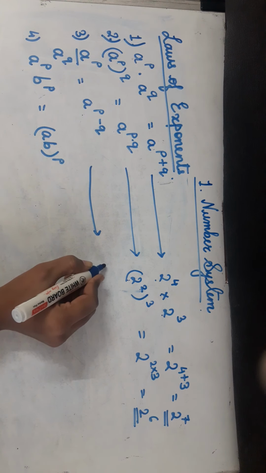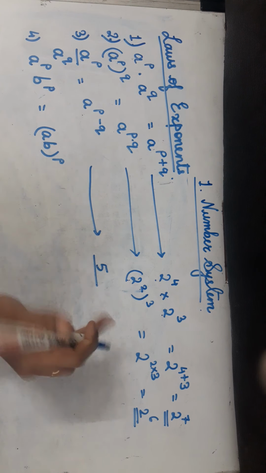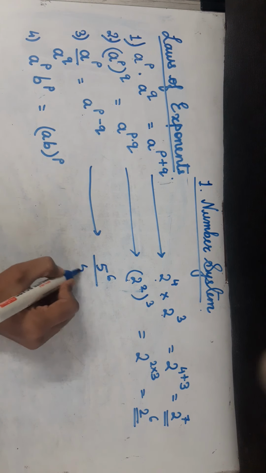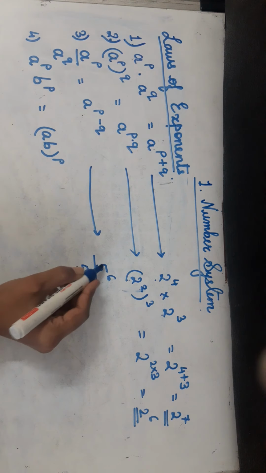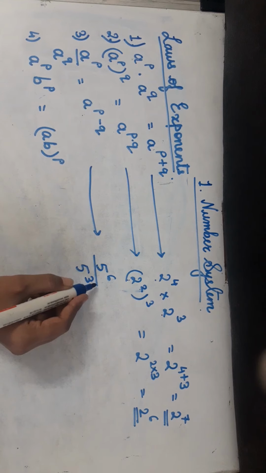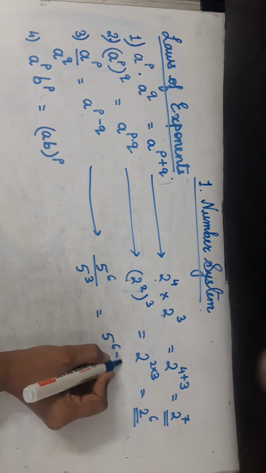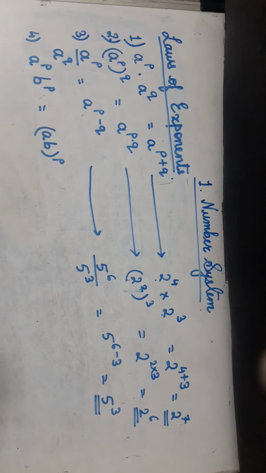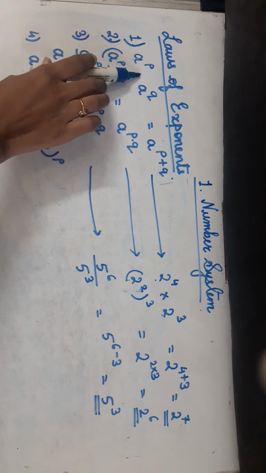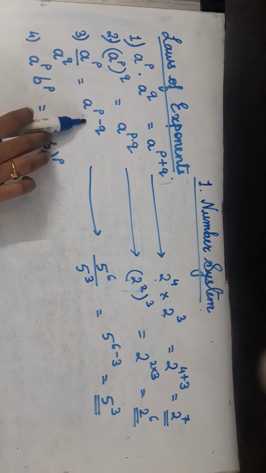So 5 raised to 6 upon 5 raised to 3. Bases are same, they are in division, so subtract the power. So it will be 5 raised to 6 minus 3, that is equal to 5 cube. Okay, so it is easy to remember. When the bases are in multiplication, add the powers. When the bases are in division, subtract the powers.